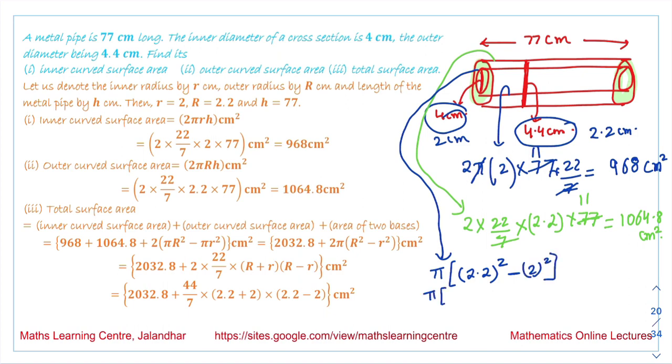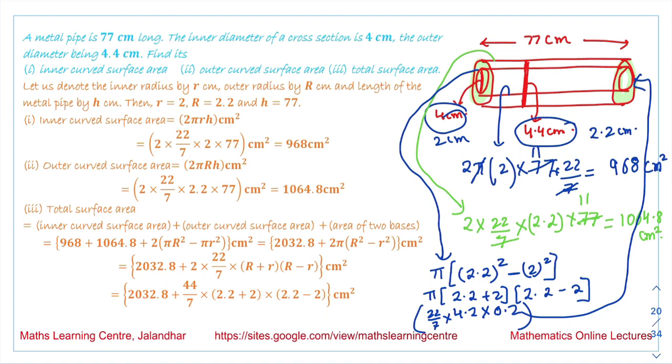So the answer we will get is pi into (2.2 plus 2) into (2.2 minus 2). So it is 22 by 7 into 4.2 into 0.2. Similarly, we have two rings like this, one on this side and one on this side. So the total area over here is 2 into this value. When you solve this, you will get 5.28 centimeter square.